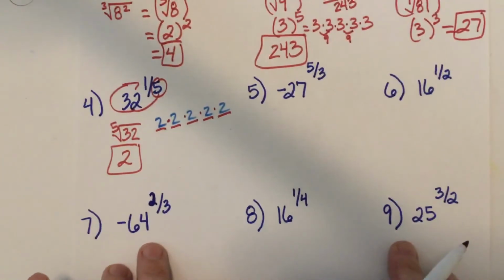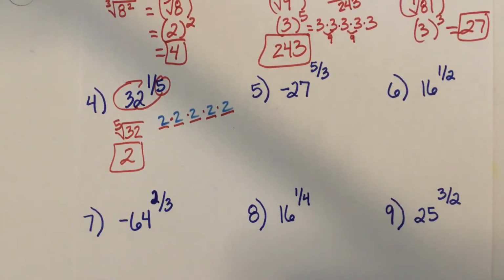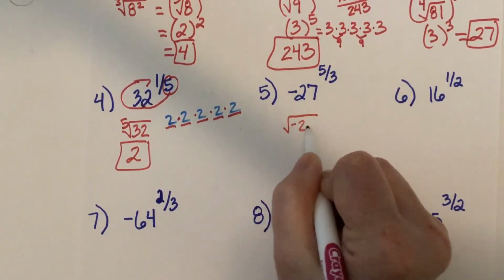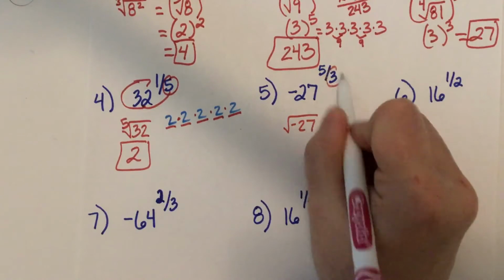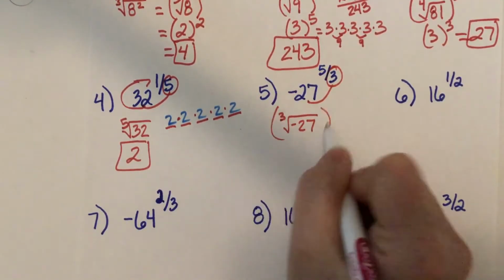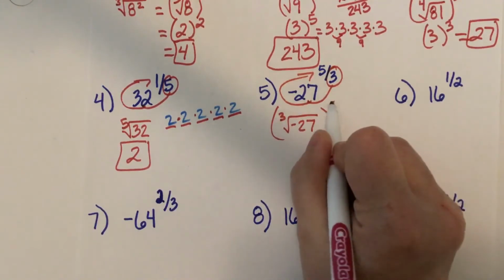All right, this one I actually threw in a negative. So this one's a little bit different. I want you to take the cubed root of negative 27 and raise it to the 5th power.